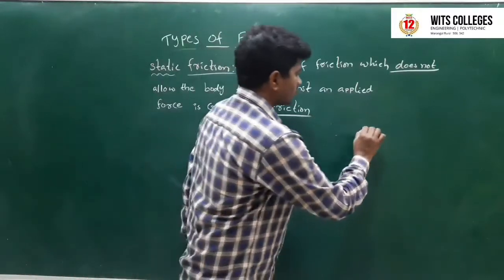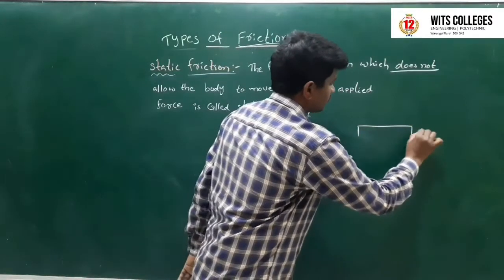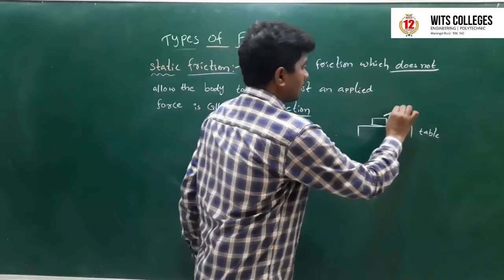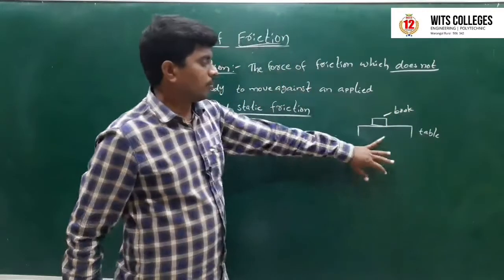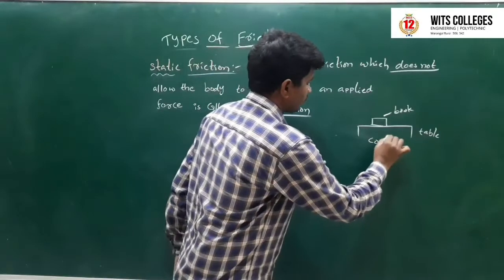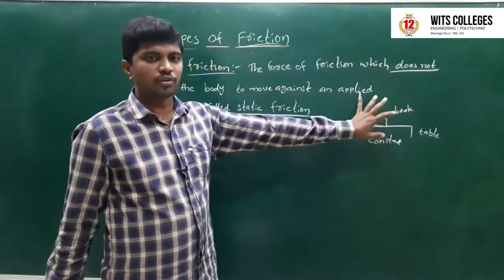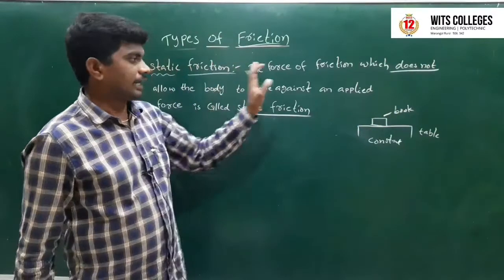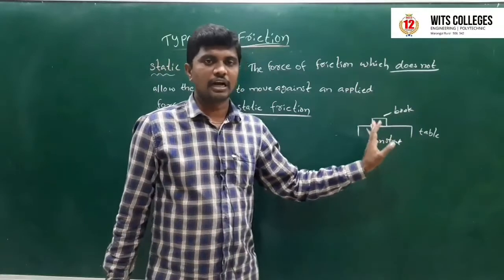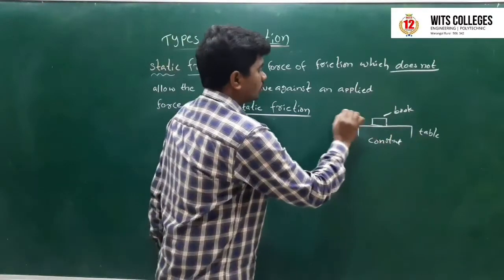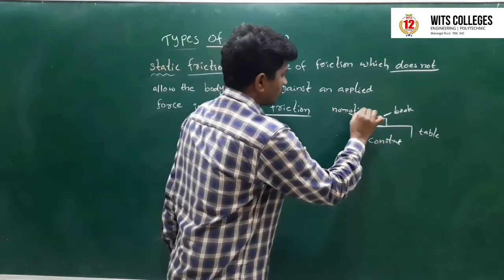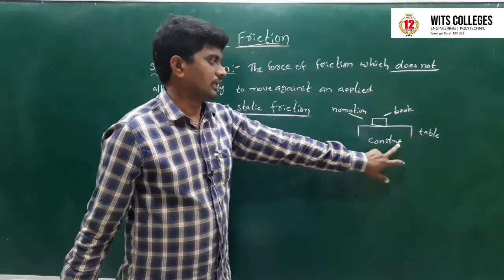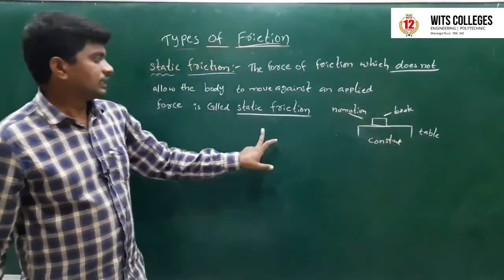For example, the table and the book are objects. The table and book are constant, meaning there is no applied force. This is called static friction. Static means at rest or constant, there is no motion. For example, table and the book, there is no motion. This is called static friction.